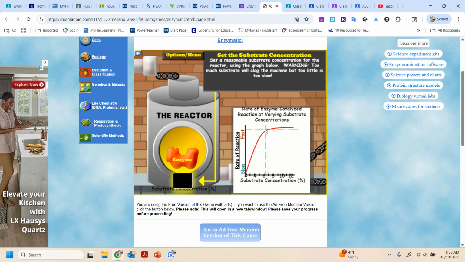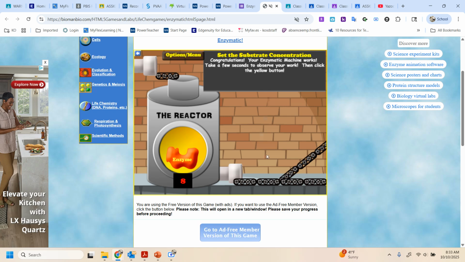I want it to be fast, like the highest rate, but I don't want to do too much or it says it's going to clog the machine. So somewhere around maybe 7 or 8. Let's see if we do 8%, what it says. It says, yeah, you're right. Great. Now my enzymatic works and I know enzymes.